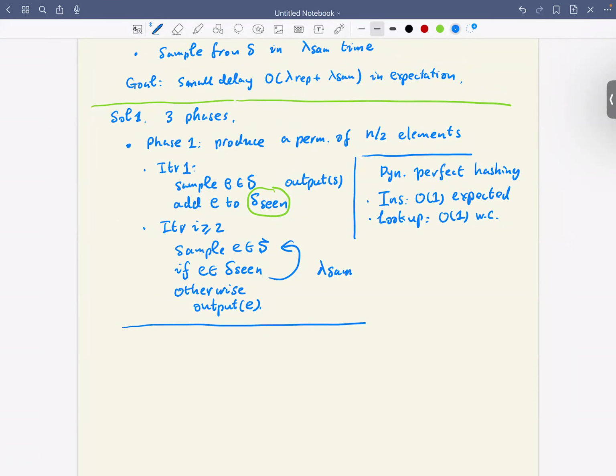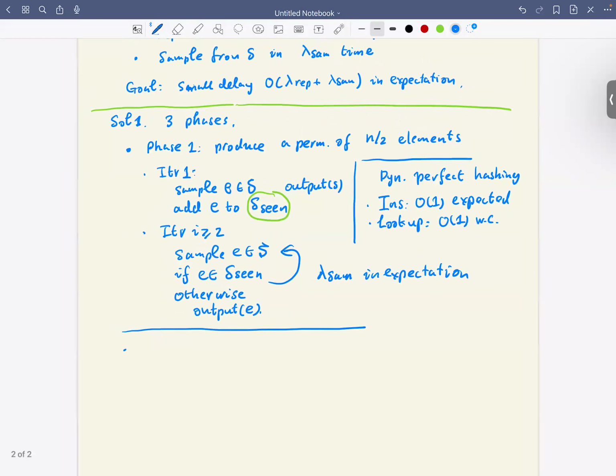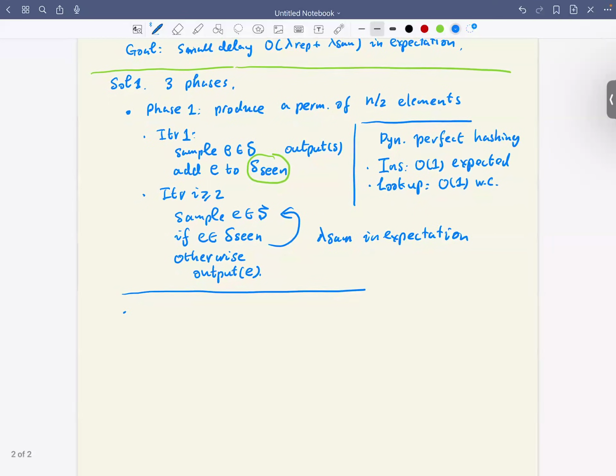Okay, this is the first phase. So every iteration does lambda sem in expectation. Now this is phase number 1. By the way, if you look at the small delay requirement, in the first phase I have been doing fine, because if lambda sem is constant, this is a constant. In any case, I only promised the small delay of lambda rep plus lambda sem, and so far we are okay.